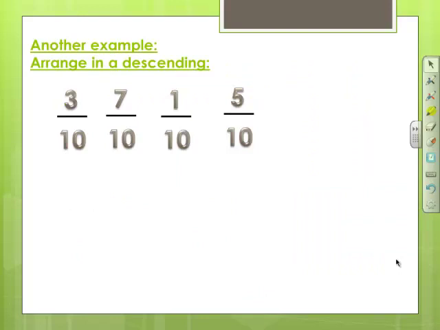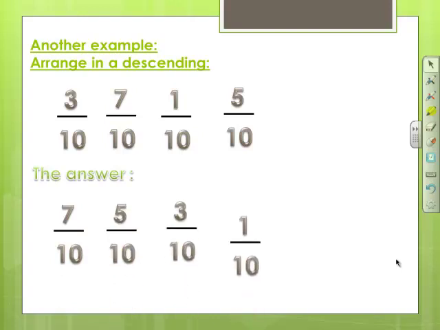Another example, arrange in descending order. Here we have 3 over 10, 7 over 10, 1 over 10, and 5 over 10. Here, rule number 1, we have the same denominator, so we will look at the numerator. The answer will be 7 over 10, 5 over 10, 3 over 10, and 1 over 10.